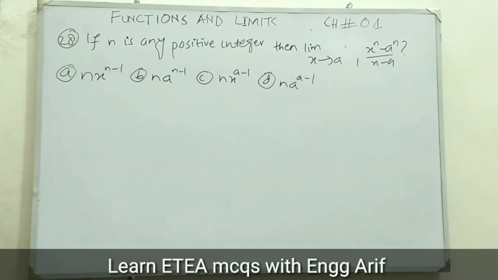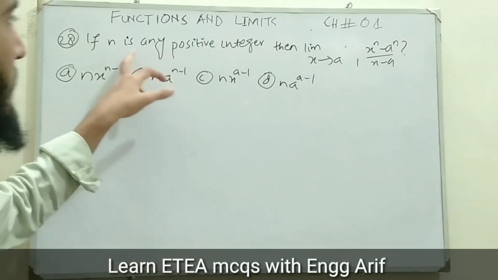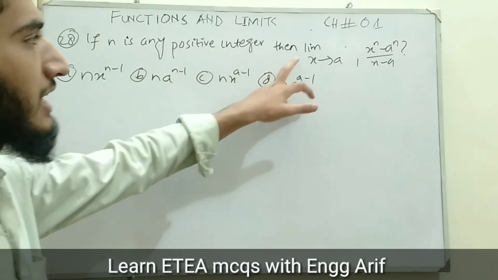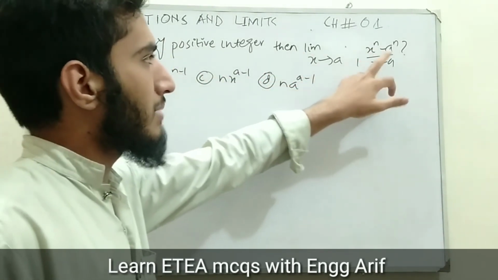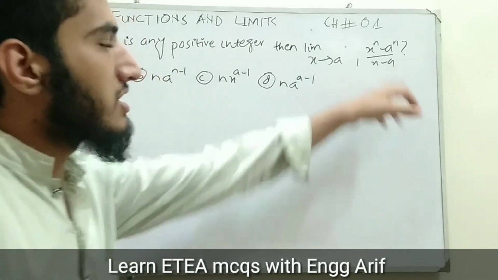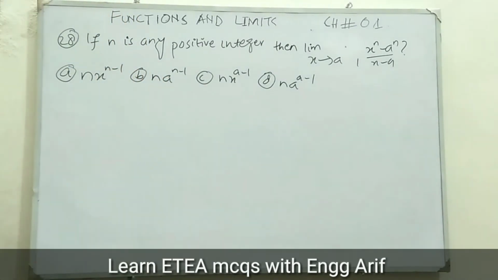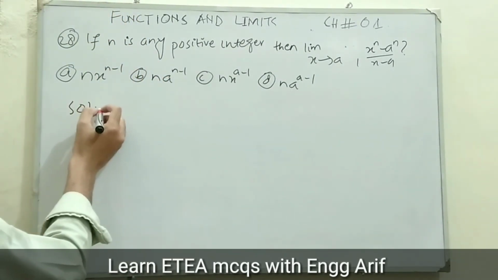Now move toward MCQ number 28. It tells that if n is any positive integer, then find the limit as x approaches a of (x power n minus a power n) divided by (x minus a). So 4 options are given. So let's move towards the solution of the problem.